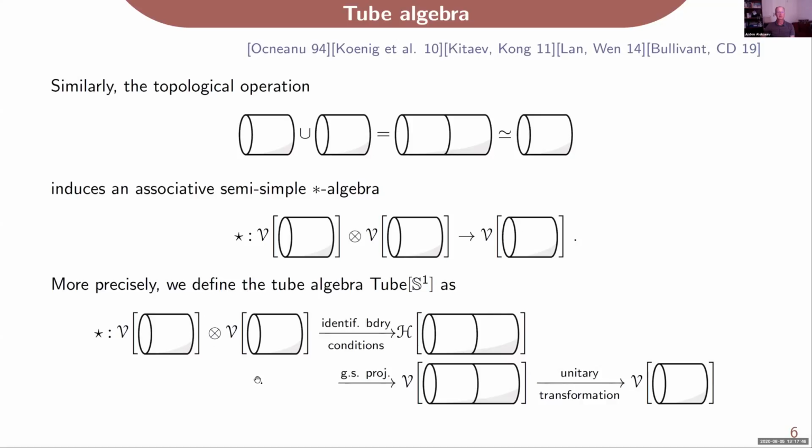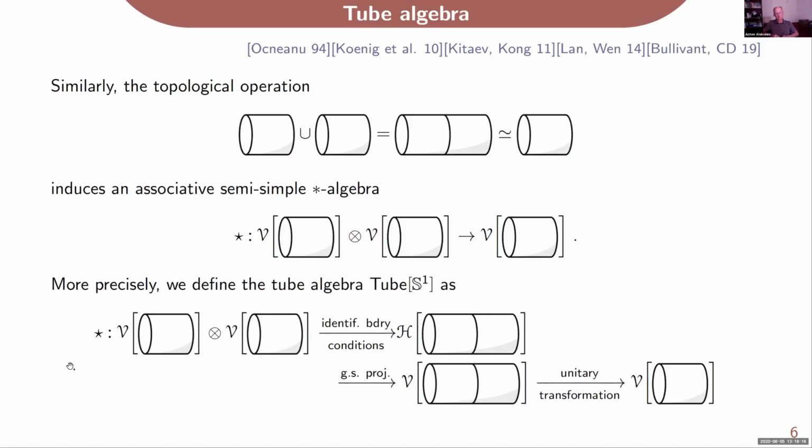Clement, just a clarification. Why are you saying that this algebra is semi-simple? Well, you can show it's semi-simple. From what I'm explaining right now, it's not, of course, obvious, but once you have it, you can check that this is associative, semi-simple, and you also have a star algebraic structure. Okay. Yeah.